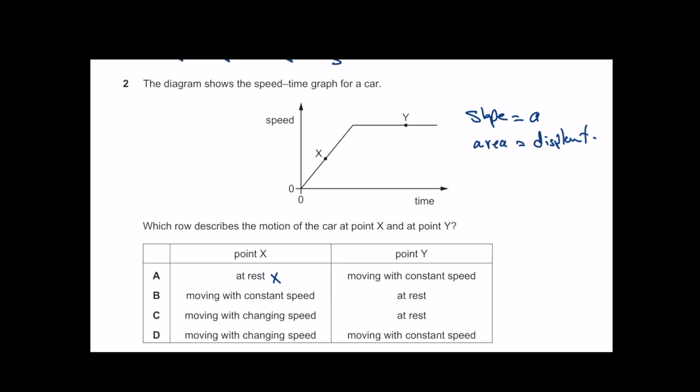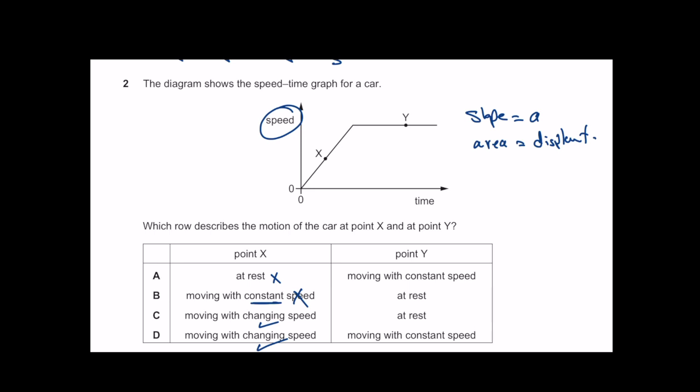Moving with constant speed? No, it cannot be moving with constant speed, because the speed is increasing. As you see, the graph is going up, and by passing the time, the speed becomes more. And in C, with changing speed, I can consider this is correct. Changing speed, this is also correct. So C and D, when it comes to point X, both are correct.